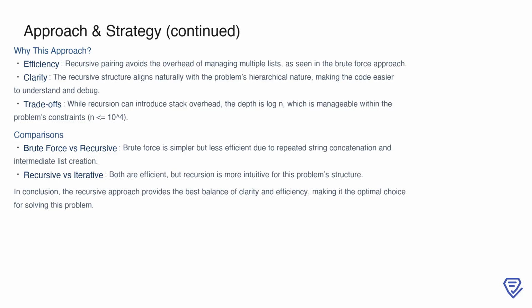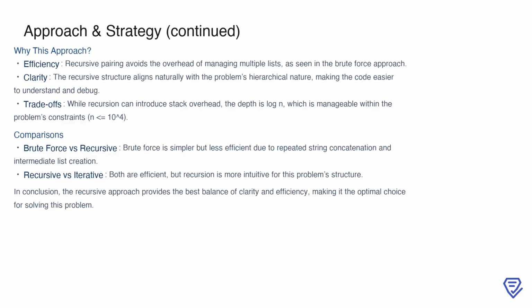The recursive approach was chosen because it provides an excellent balance of efficiency and clarity. By avoiding the overhead of managing multiple intermediate lists, as seen in the brute force method, recursive pairing streamlines the entire process. Additionally, the divide-and-conquer structure aligns naturally with the hierarchical nature of the tournament, making the code easier to understand and debug. While recursion can introduce stack overhead, the depth is limited to log n, which is manageable given the problem's constraints of n being at most 10,000.